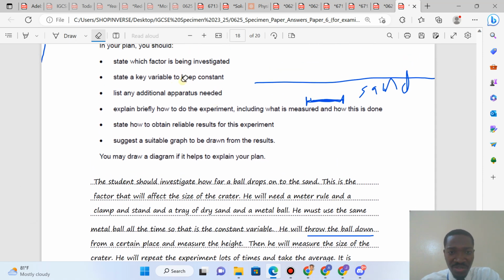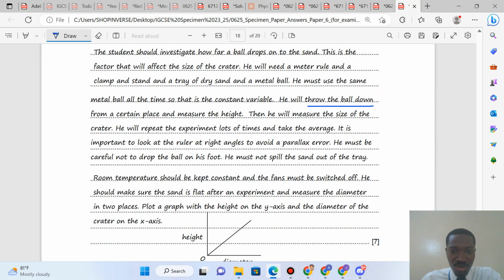Then state the key variable to be kept constant. What will you keep constant? The mass of the object. So you just go straight by producing answers to these direct questions, and that is what we do here.